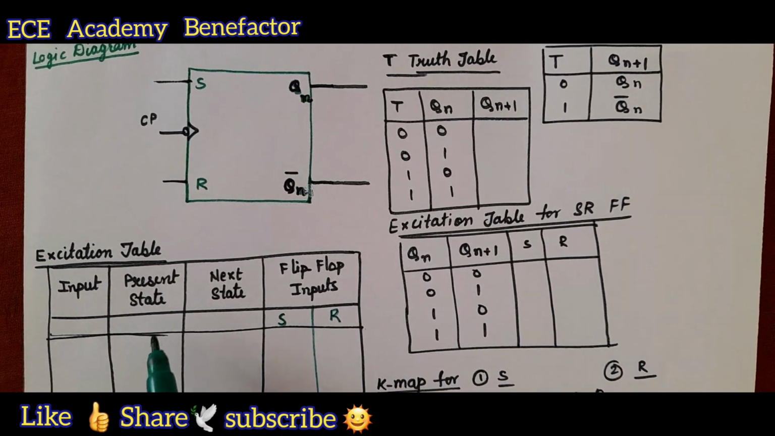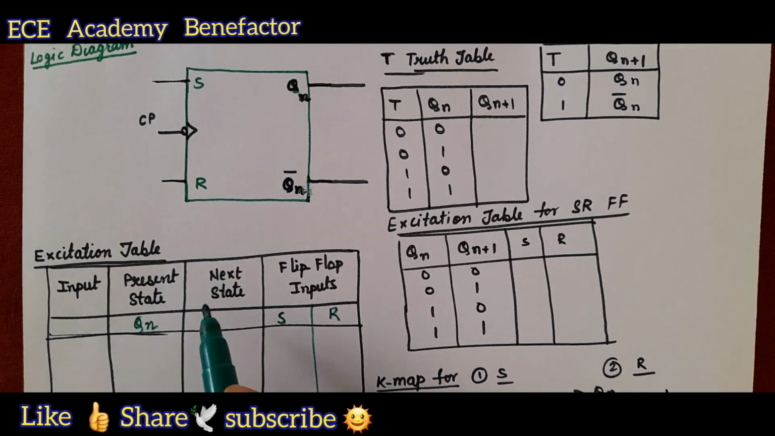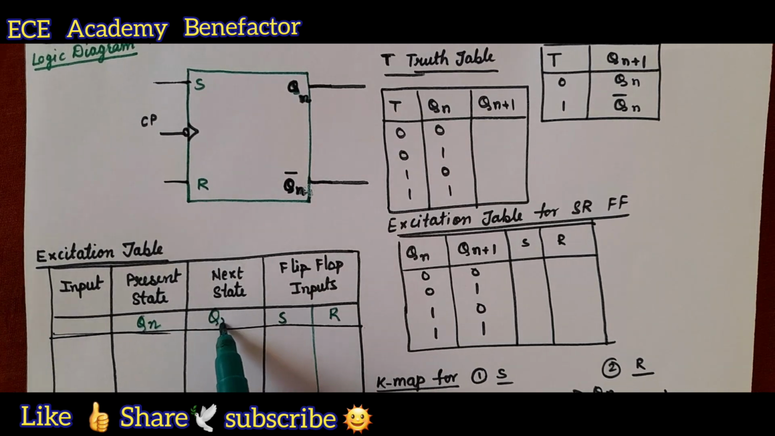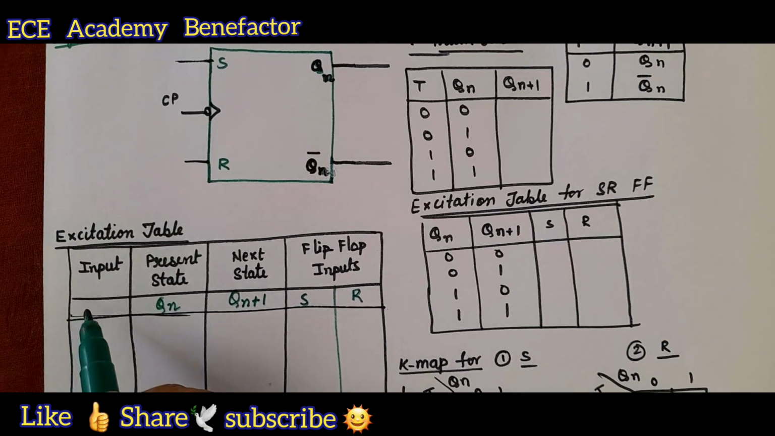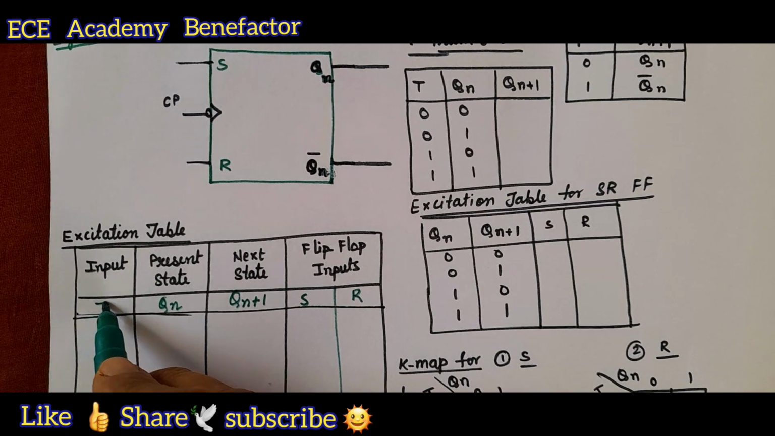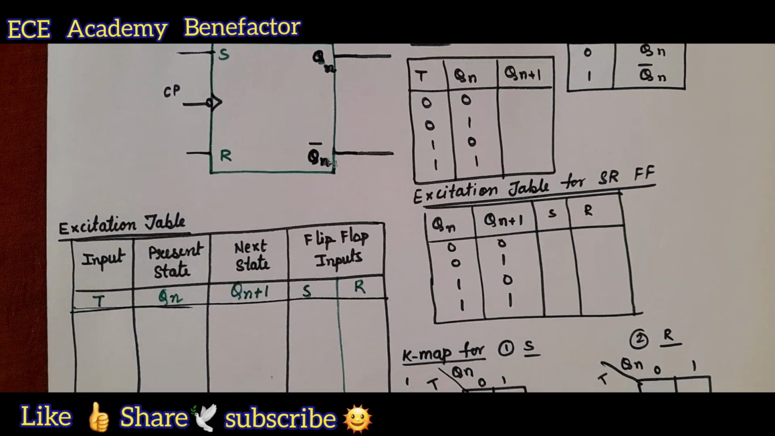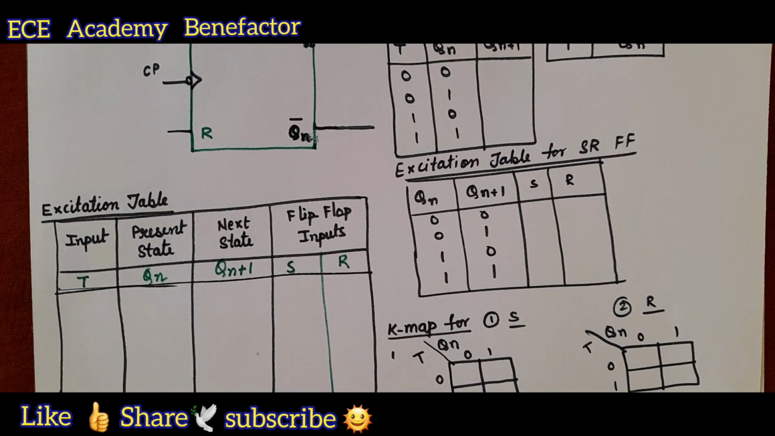Okay. What is the present state? Qn. What is the next state? Qn plus 1 is the next state. And what is the input? We need to convert SR to T. So what will be the input? T will be the input. Okay. So now let us fill this excitation table.